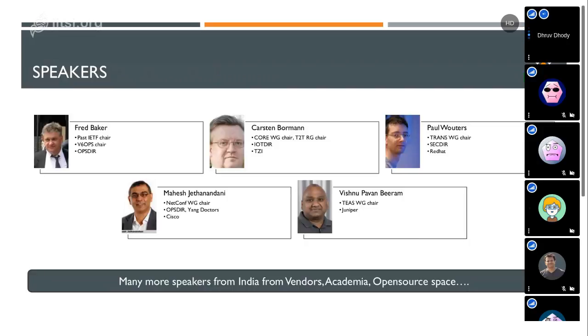Apart from that, of course, from India we have a lot more speakers who are putting in their innovative ideas that they are working on. Some are open source people, some from academia, some from vendors. So we have a very nice set of speakers for the event. So please use this opportunity to come and attend.